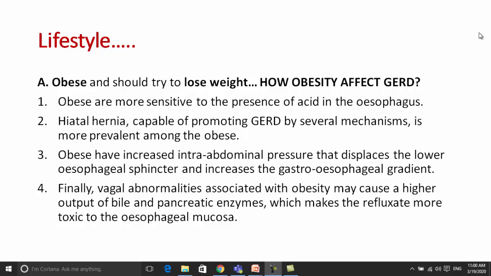So how does obesity affect gastroesophageal reflux disease? Obese patients are more sensitive to the presence of acid in the esophagus. Hiatal hernia is capable of promoting gastroesophageal reflux disease by several mechanisms and is more prevalent among obese patients. Obese patients have increased intra-abdominal pressure that displaces the lower esophageal sphincter and increases the gastroesophageal gradient. Finally, vagal abnormalities associated with obesity may cause a higher output of bile and pancreatic enzymes, which make the refluxate more toxic to the esophageal mucosa.